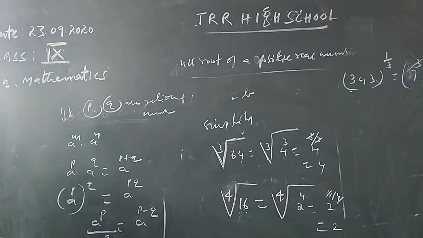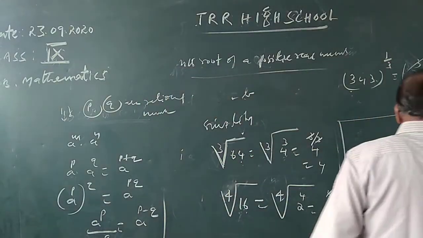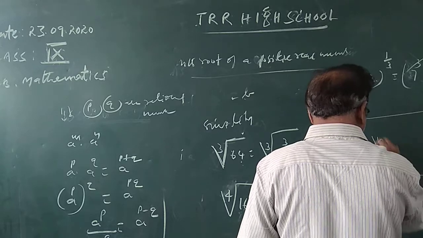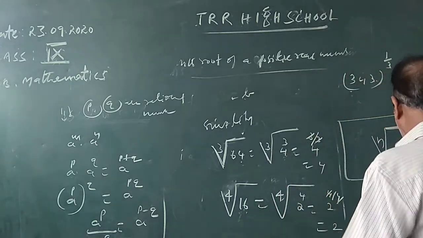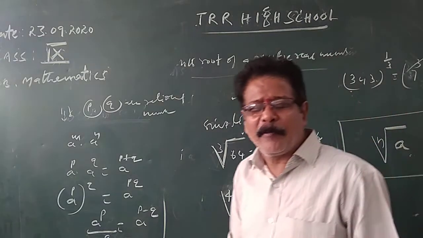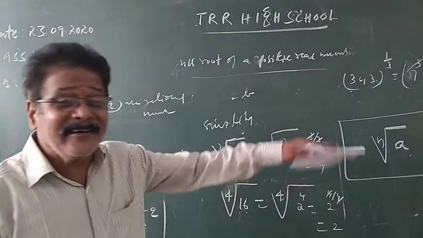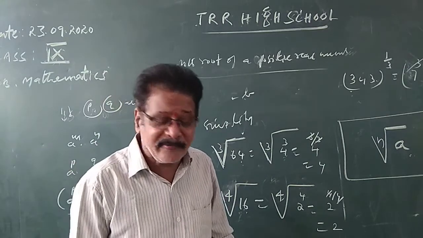In general we write the nth root of a. In the nth root of a, a is called the radicand. What is n? n is the order, the order of the surd. What is a surd? Surd means nothing but an irrational number. The positive nth root of a real number is called a surd.